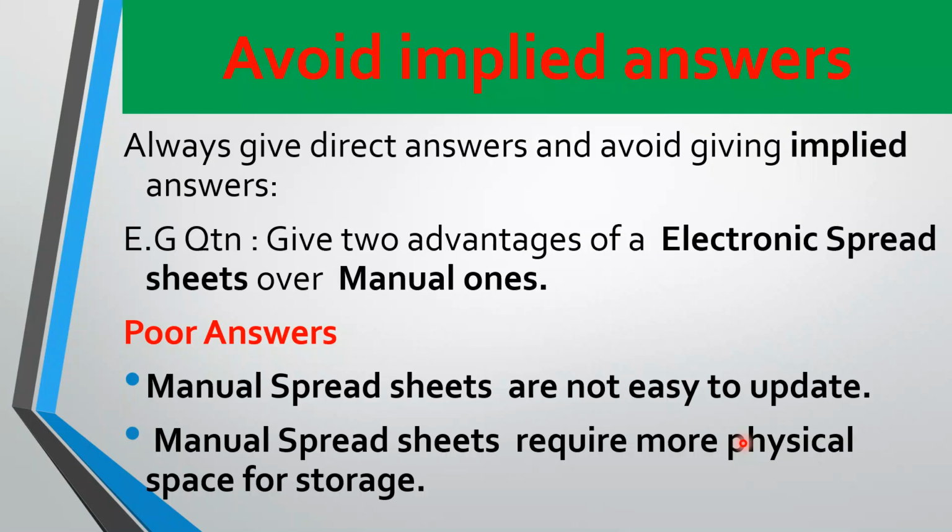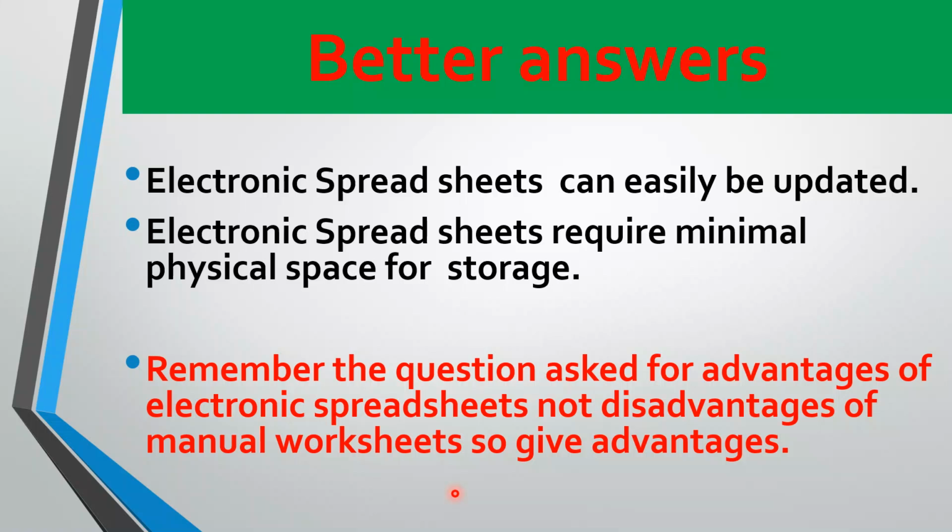More to that, avoid implied answers. Here, always give direct answers and avoid giving implied ones. For example, give two advantages of electronic spreadsheets over manual ones. Avoid these kind of answers. Manual spreadsheets are not easy to update. Manual spreadsheets require more physical space for storage. Avoid such kind of answers. We need these better answers.